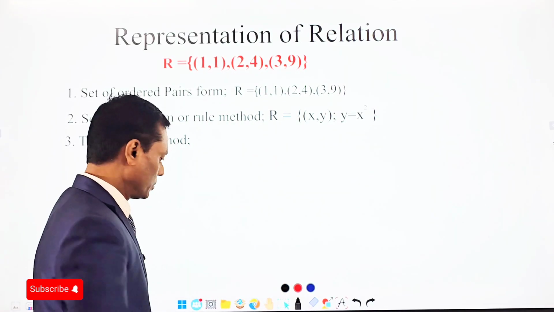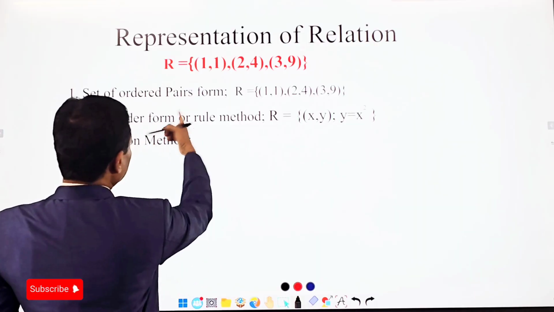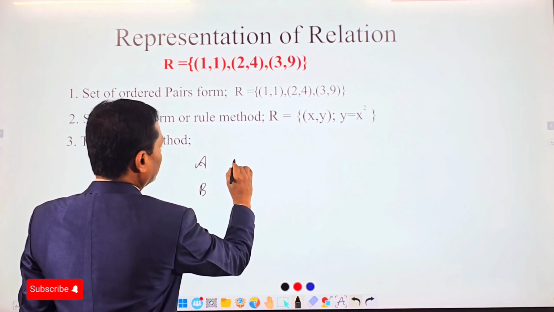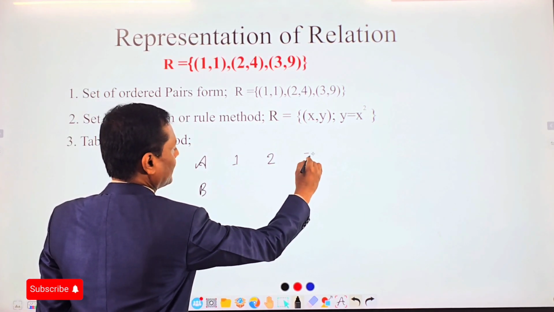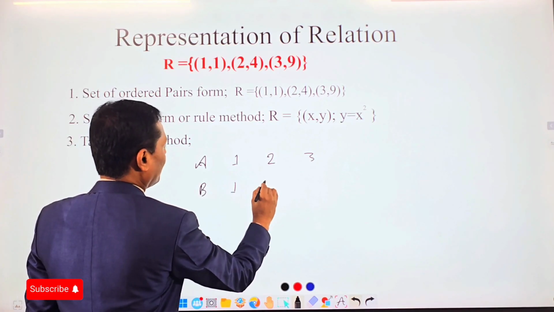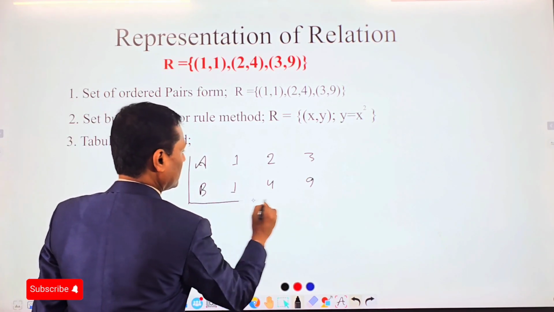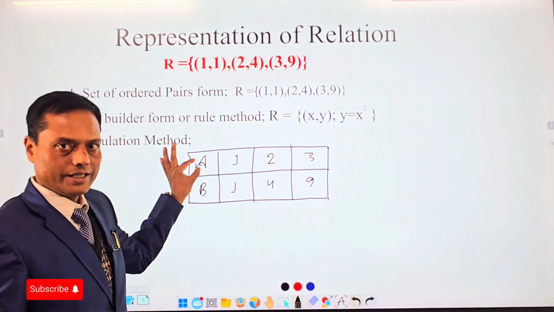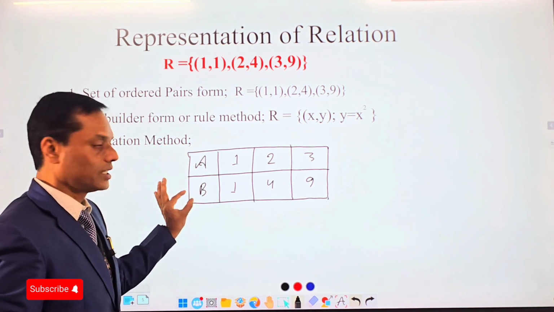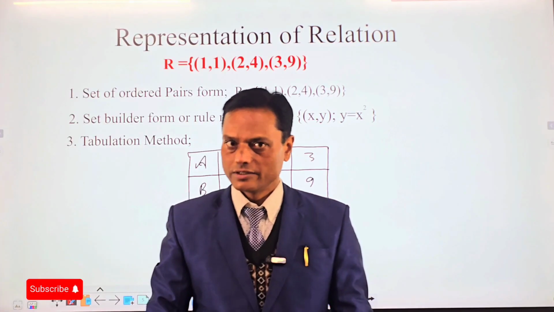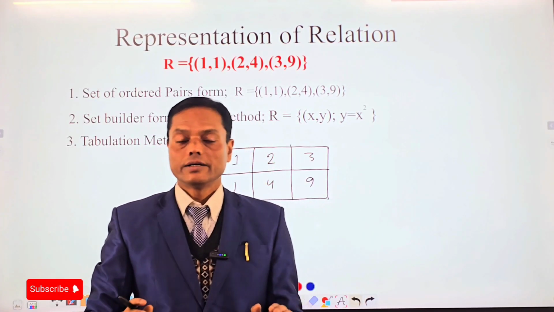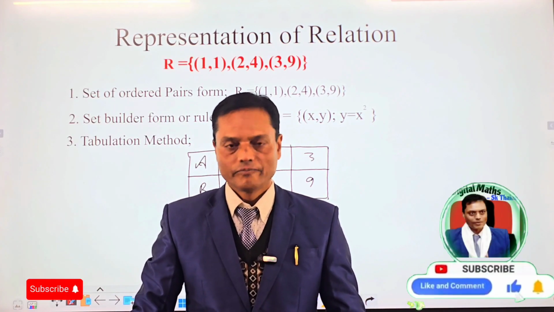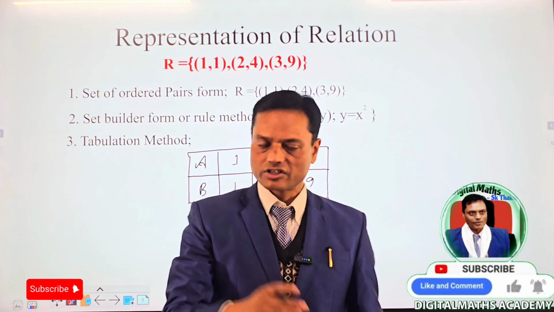In the tabulation method, we are going to write the domain and the range in table form. So table form depends on you, right? We can write like this: first of all A, then B, then we write the domain 1, 2, and 3, and the range 1, 4, and 9, and we make the table. So here the upper one is A. A represents the set of the domain, and B represents the set of the range. The set of the range we also call codomain, and what the codomain and the range mean, very soon I am going to explain in the chapter on function.